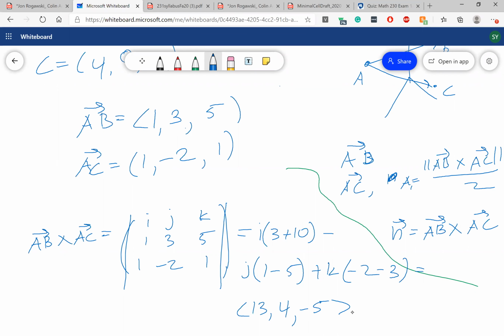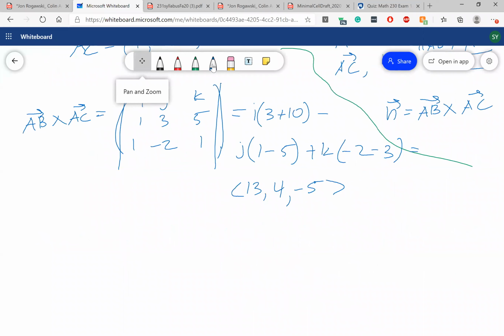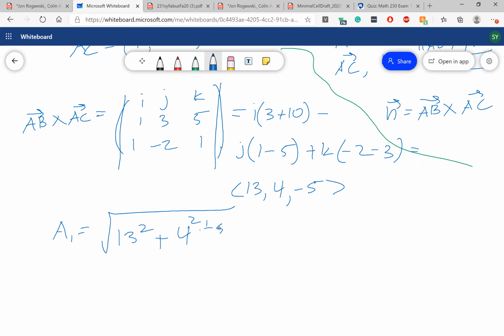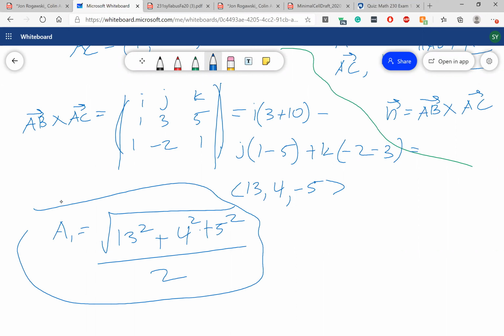Okay, so now the area of the triangle is equal to the magnitude of this thing. So it's going to be the square root of 13 squared plus 4 squared plus 5 squared, all over 2. So that's the area of the triangle. The plane containing the 3 points, well, we know that this is the normal vector.